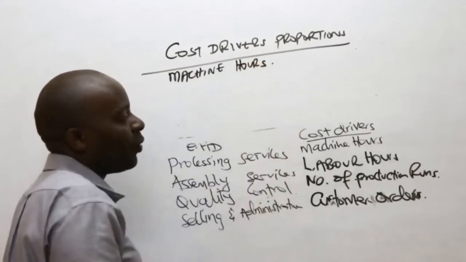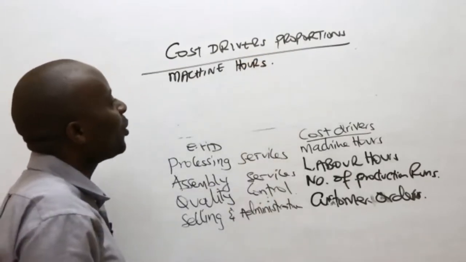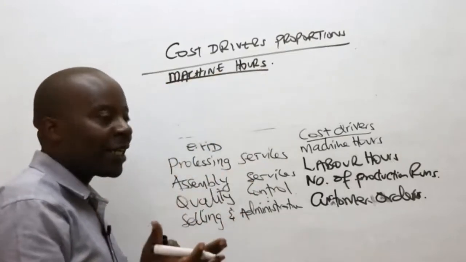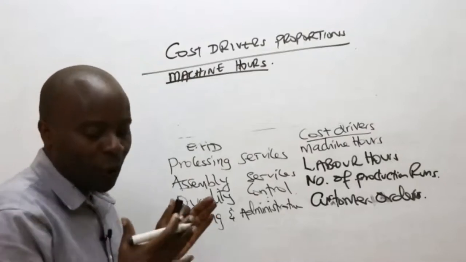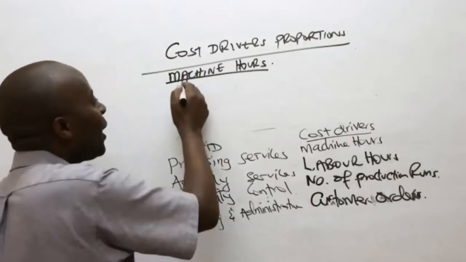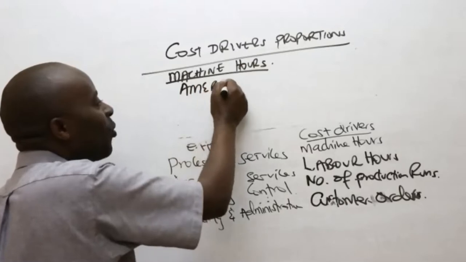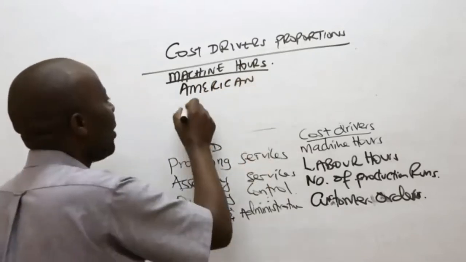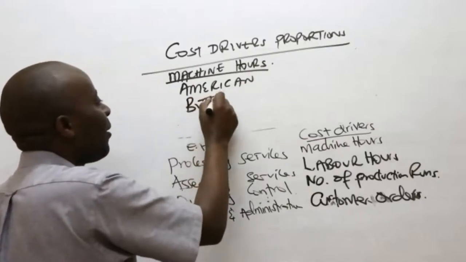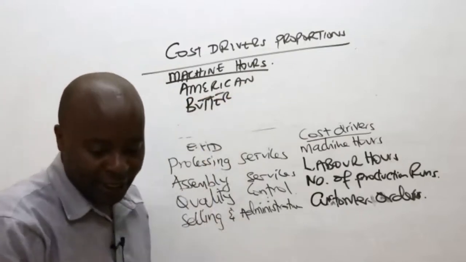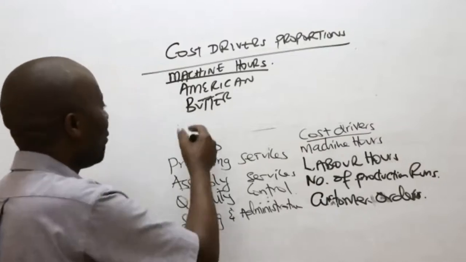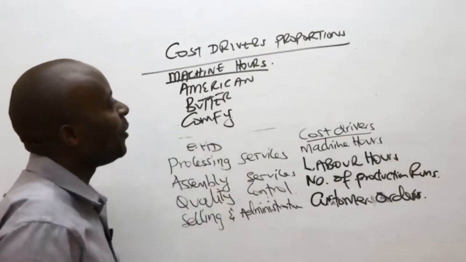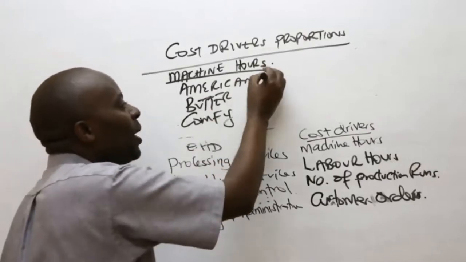So machine hours. Ladies and gentlemen, for machine hours, what do we have? I want machine hours for each of my products. The first product is called the American sofa set. Then we have the butterfly sofa set. And then we have my sofa set, which is the comfy. When I get money, I'll buy this. So I want you guys to do me a favor.